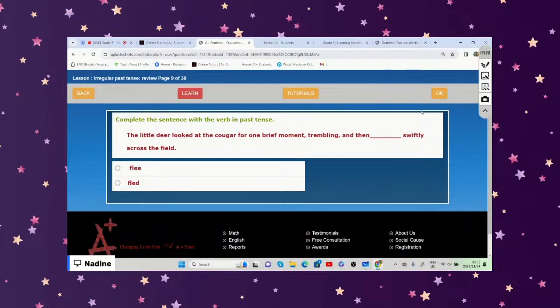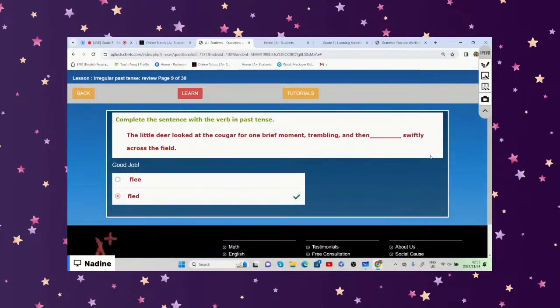So the little deer looked at the cougar for one brief moment, trembling, and then he swiftly fled the field. So fled swiftly across the field. Fled is correct.